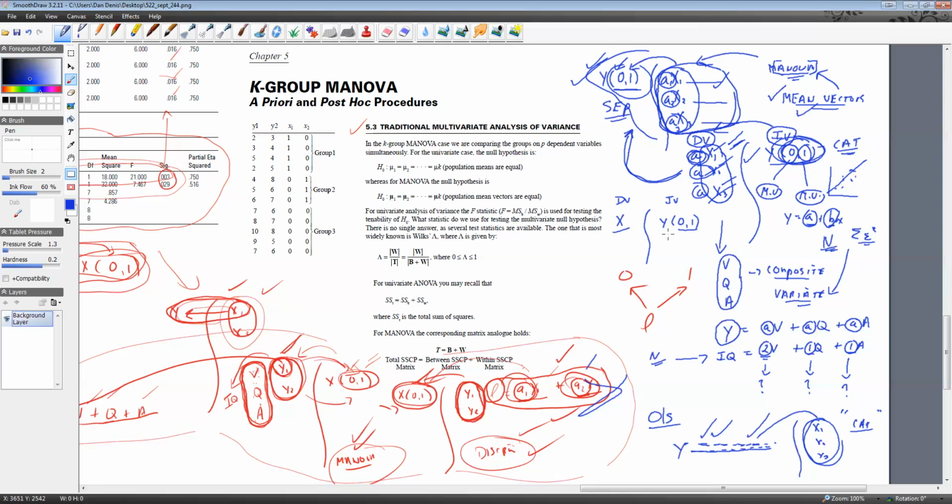So why don't we do this? Move y over here, y 0, 1, and move x over here. Well, what do you have? You have the discriminant analysis, coming from the t-test. And what's the discriminant analysis? Use X to predict group membership. Right? Use X to predict group membership.